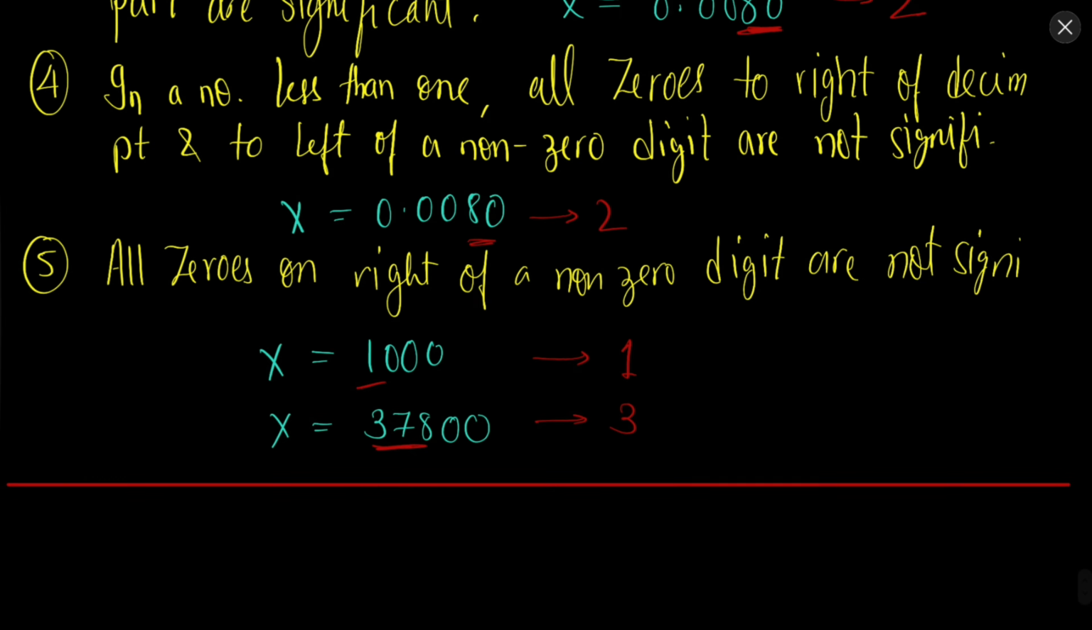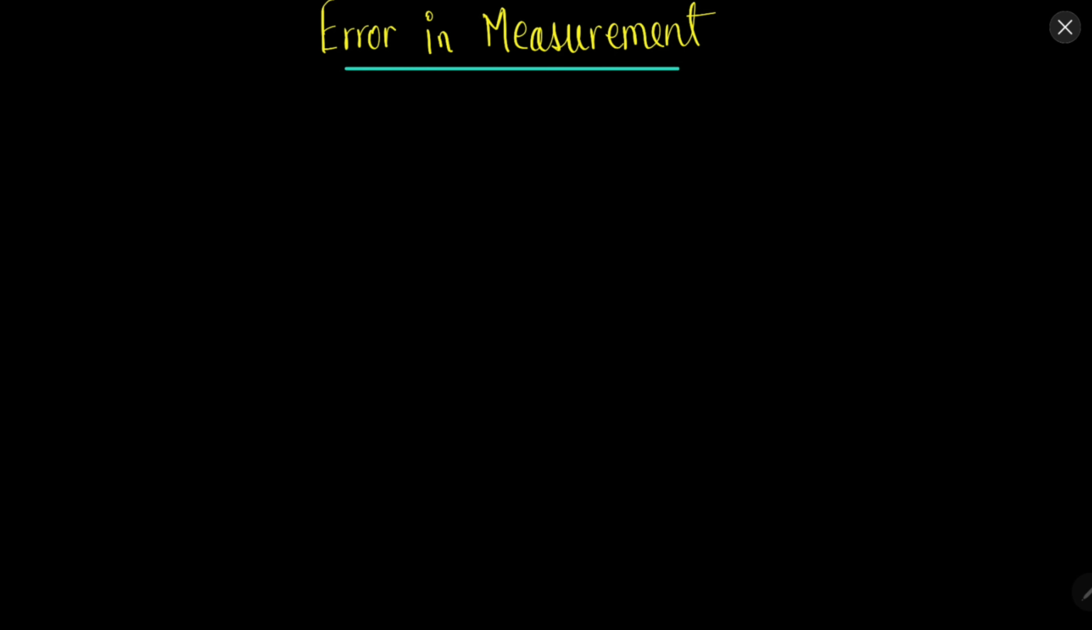Now let's start the last part of this chapter, which is the error in the measurement. It is quite important to understand that whenever we do some measurement, it is not possible that the measurement is 100% accurate. It is almost never possible. There is always some error during the measurement. So let's discuss the errors in measurement and how we study the error that we make during the measurement. We will discuss three types of errors here.